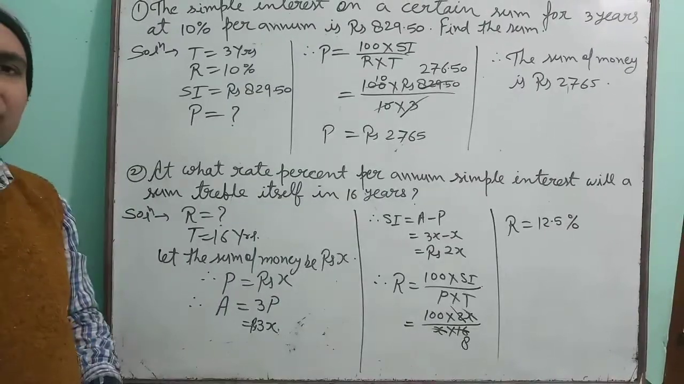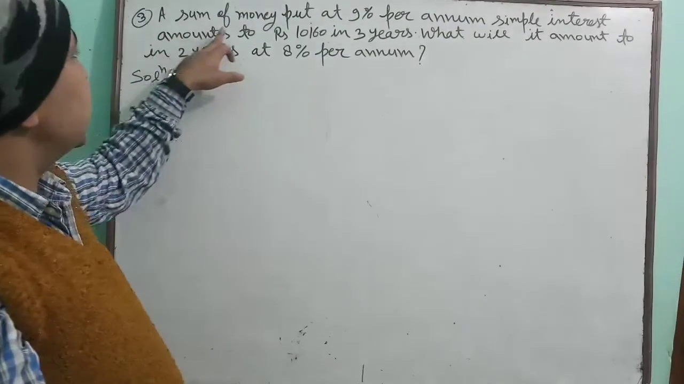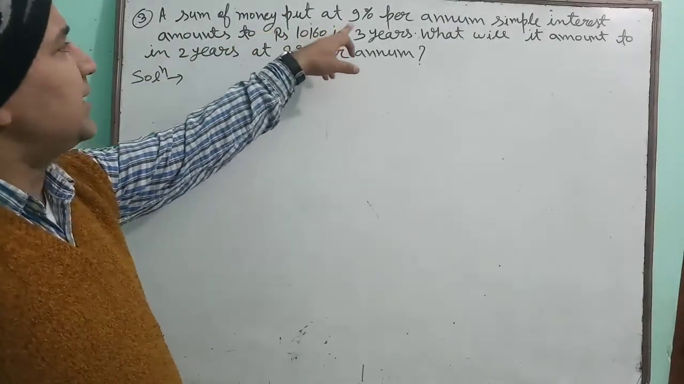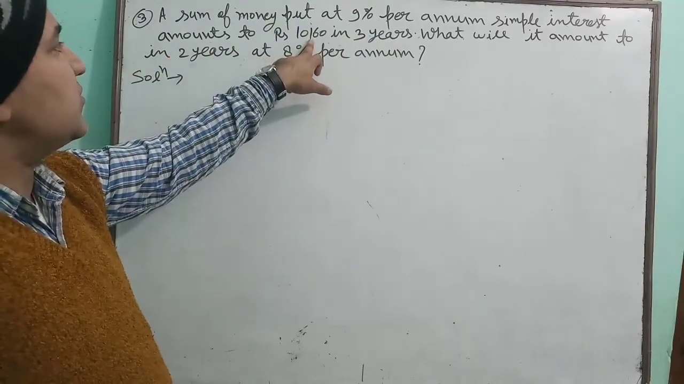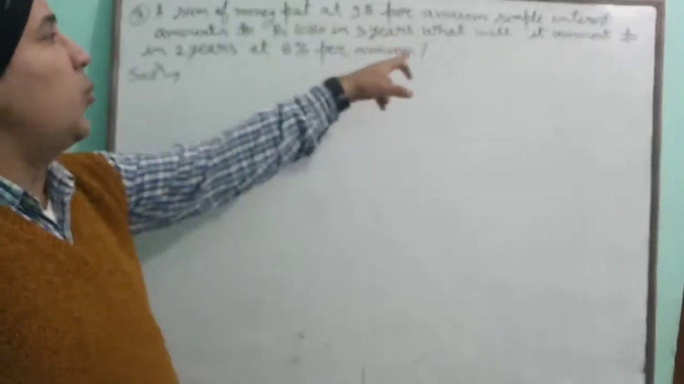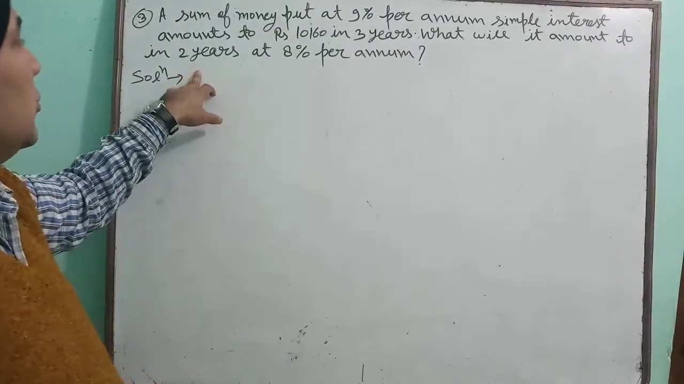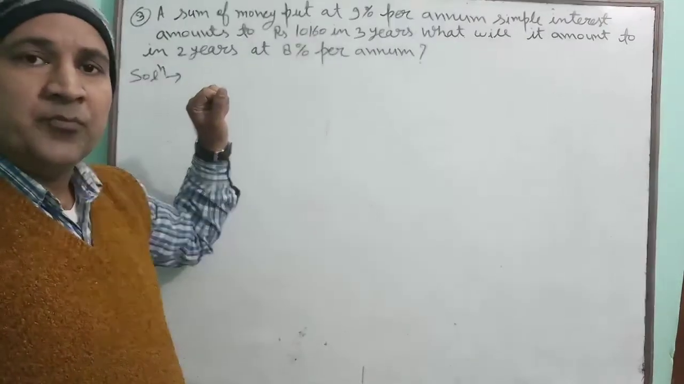Okay, now note down these questions. Okay, now see the third question. A sum of money put at 9% per annum simple interest amounts to rupees 10,160 in 3 years. What will it amount to in 2 years at 8% per annum?